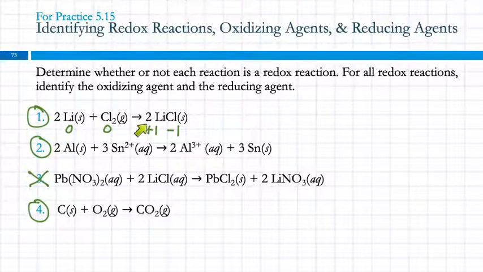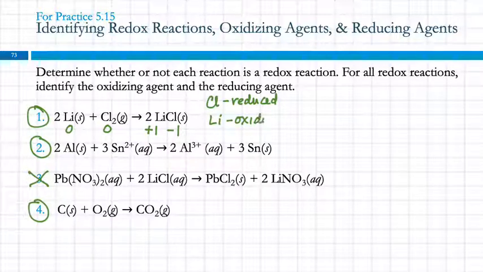So the lithium went from 0 to +1. The chlorine went from 0 to -1. So the chlorine was reduced and the lithium was oxidized. Chlorine was reduced, lithium was oxidized. Are we okay with that? I say that because chlorine went from an oxidation state of 0 to -1. That's a reduction in oxidation state. Lithium went from 0 to +1. That's an increase in oxidation state. It's oxidized.